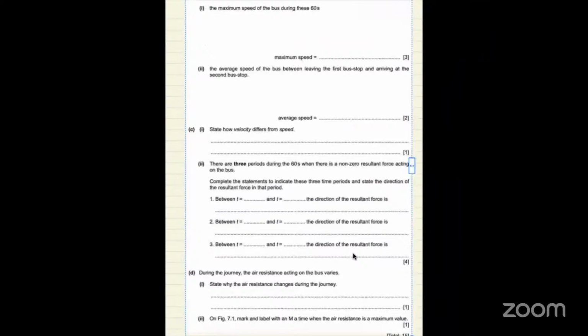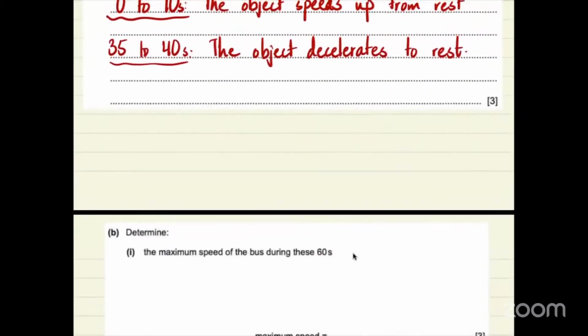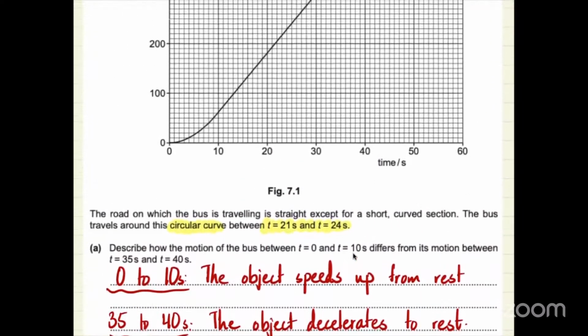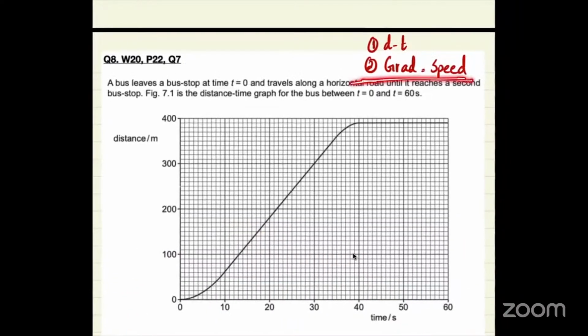So what does this one say? B1, determine the max speed of the bus during these 60 seconds. Now you need to find the max speed. Again, it's asking for the max speed, which very well could be at just an instant. If I know these ideas, then it's going to be very easy for me to think about it. If I've already written this, then I know that whenever I'm talking about the max speed, I'm talking about the max gradient. So now I'm thinking, where is the graph the steepest?